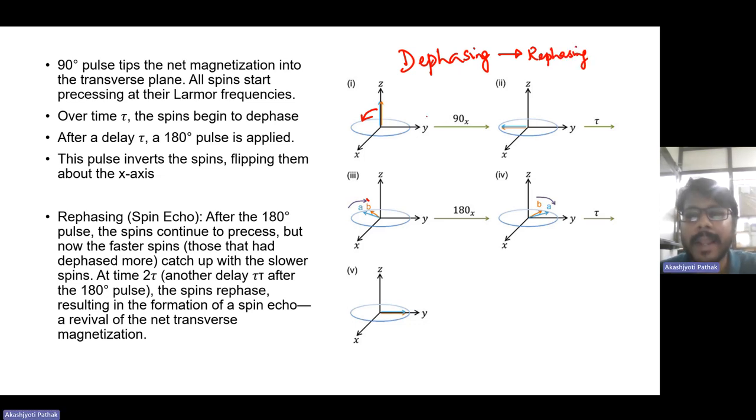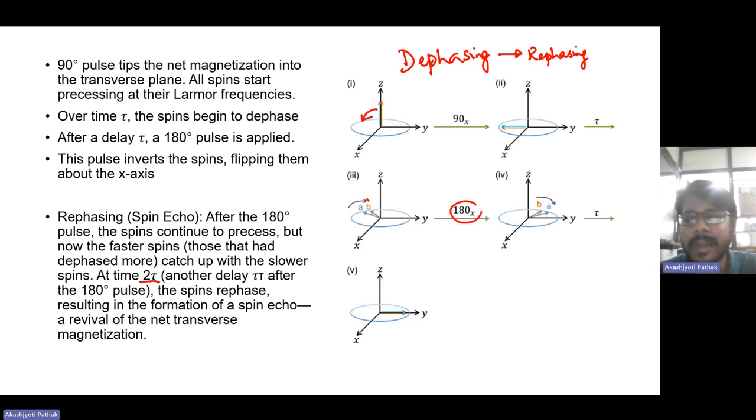When we apply the 90-degree pulse along the x-axis, there is dephasing of the signal, and then when a 180-degree pulse is applied along the x-axis, there will be rephasing of the signal, and this rephasing is called spin echo. After the 180-degree pulse, the spins continue to precess, but now the faster spins, those that had dephased more, will catch up with the slower spins. So at time tau, the spins rephase.